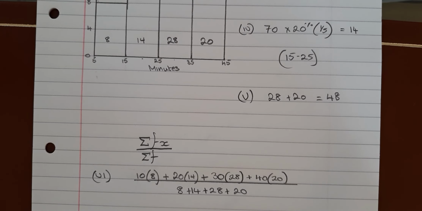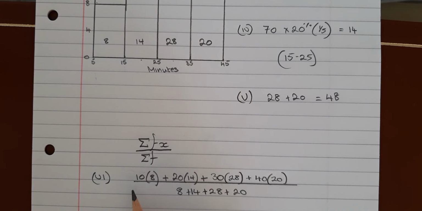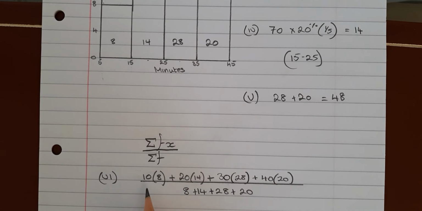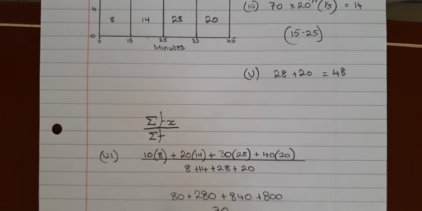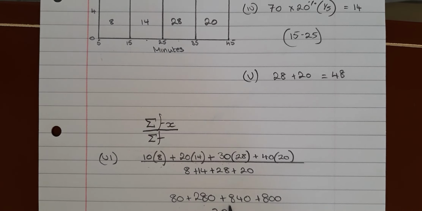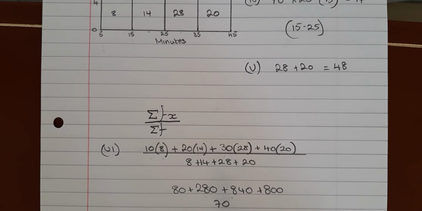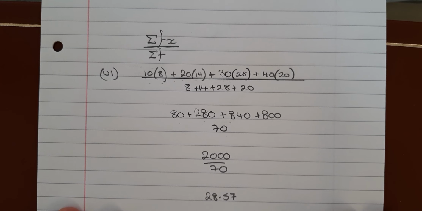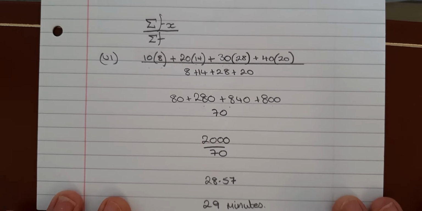So this will look something like this. So our mid-interval, 10 multiplied by 8, and then it goes on. So 10 by 8 plus 20 by 14 plus 30 by 28 plus 40 by 20 all over the sum of the frequencies, which is 8 plus 14 plus 28 plus 20. Simplifying it down, we get 80 plus 280 plus 840 plus 800 all over 70, which gives us 2000 over 70. Calculated gives us 28.57. Correct to the nearest minute then is 29 minutes.